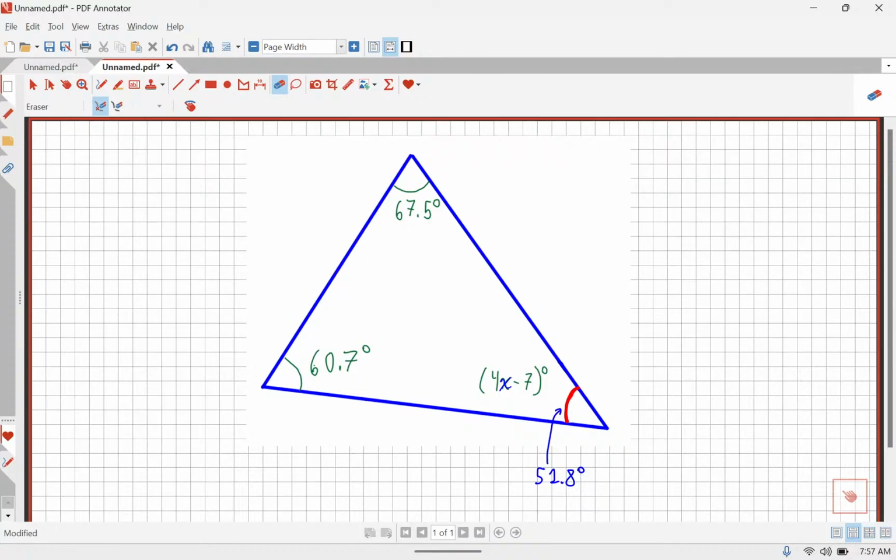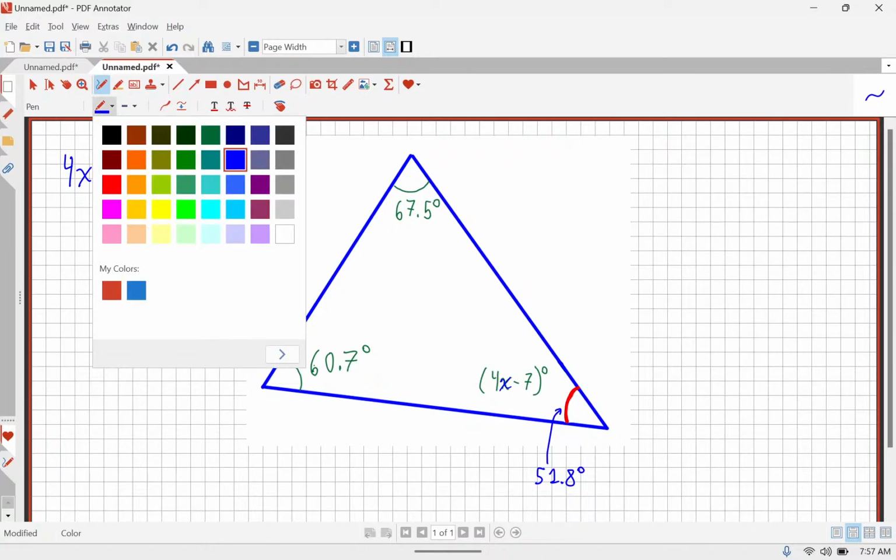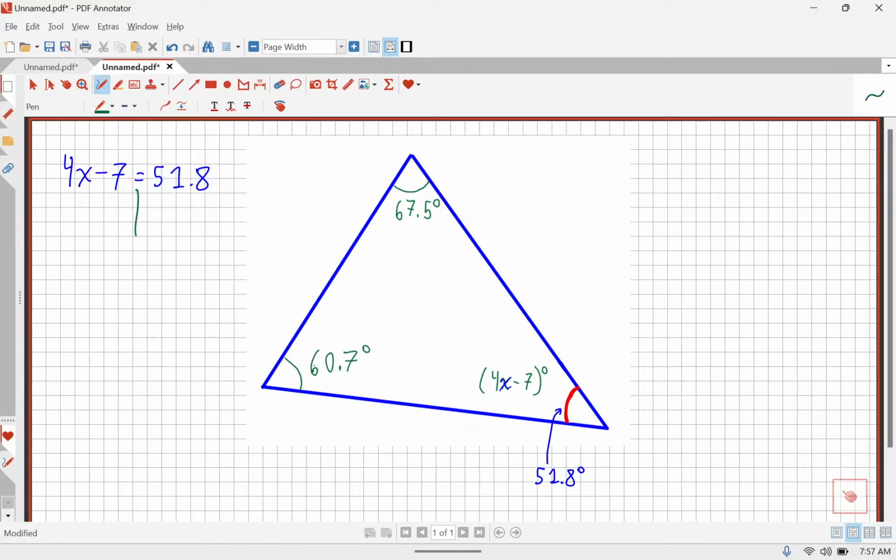Jace, what's the equation we can set up now that we know that's 51.8? Yeah, we know that 4x minus 7 has to be equal to 51.8 in order to be equal to the angle that we found. Talk me through solving that, Jace. That's 4x equals 58.8, I believe. And then? Do you have that answer for me?